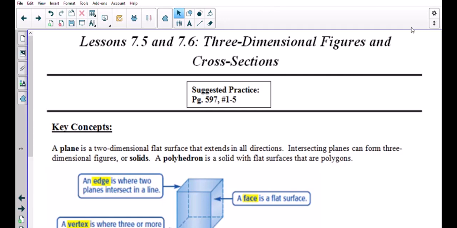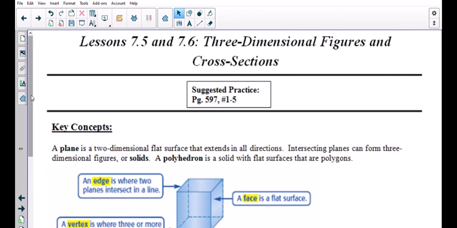Today's video comes from the lesson 7.5 and 7.6 guided notes on three-dimensional figures and cross-sections. We're going to be working more in our next unit with area and perimeter of figures. We're going to be working with volume and surface area of three-dimensional figures as well. So this is really just an introduction that's going to tie into some concepts from our next unit.